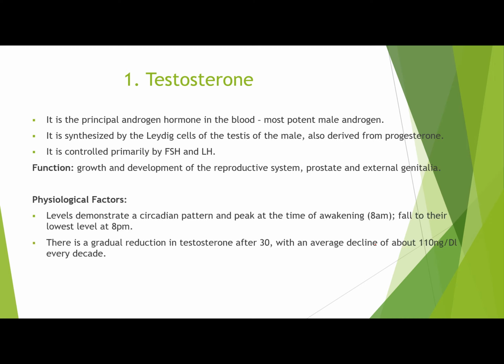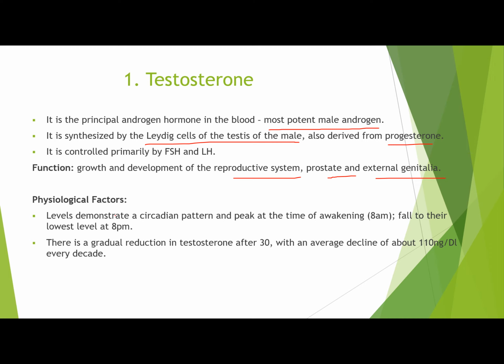Now let's start with the first one, yung testosterone class. This is the principal androgen hormone in the blood. This is the most potent male androgen. It is synthesized by the Leydig cells of the testis of the male, also derived from progesterone. It is controlled primarily by follicle stimulating hormone and luteinizing hormone, responsible for the growth and development of the reproductive system, the prostate, and the external genitalia.